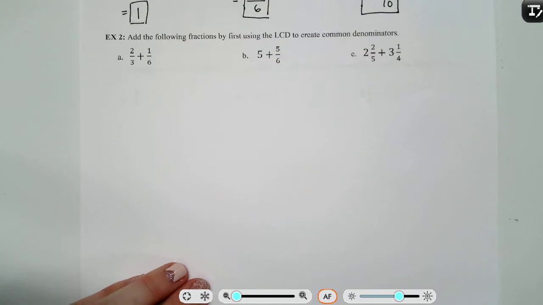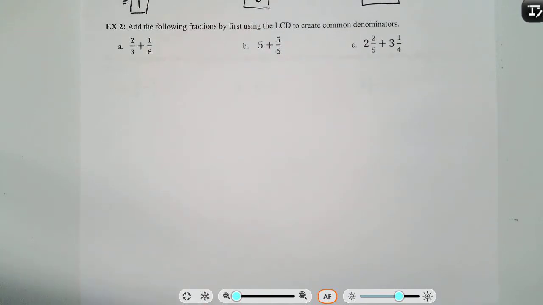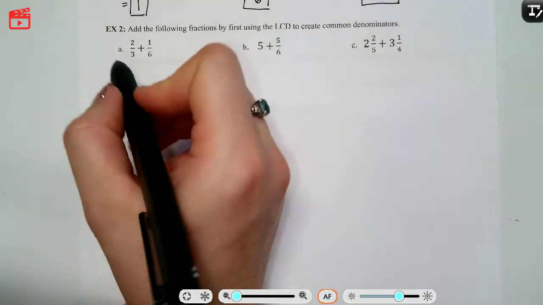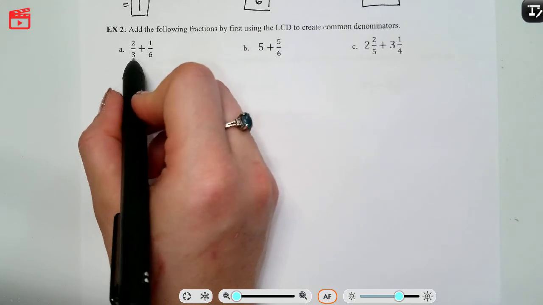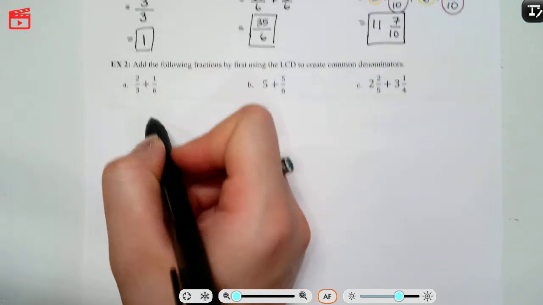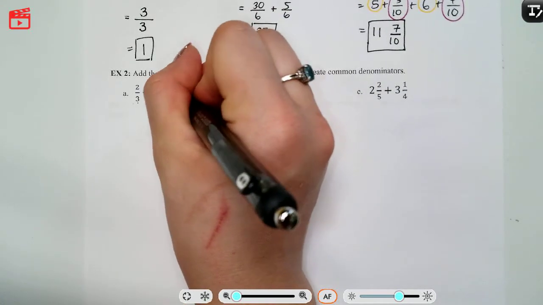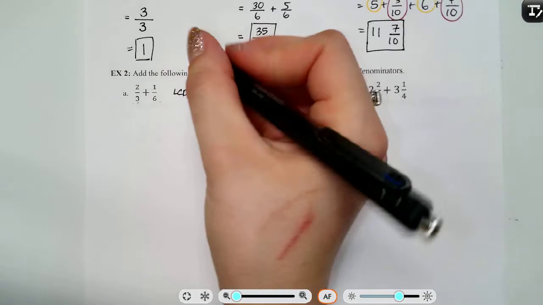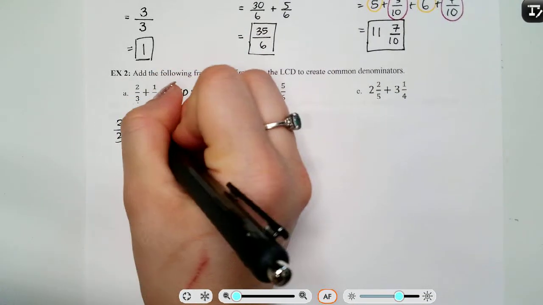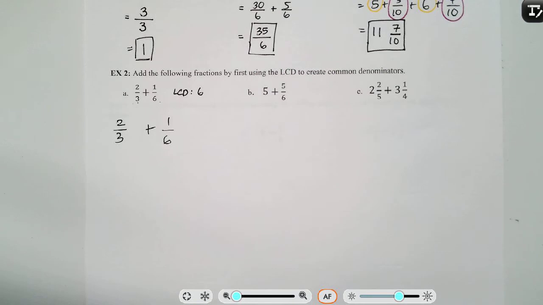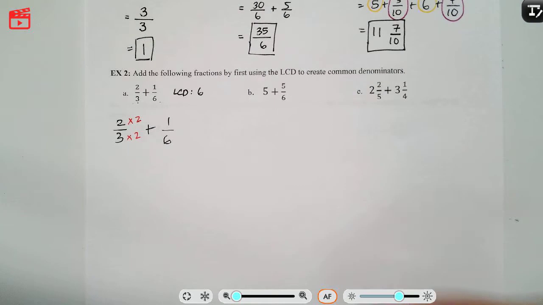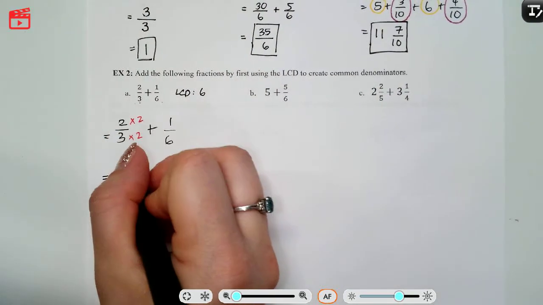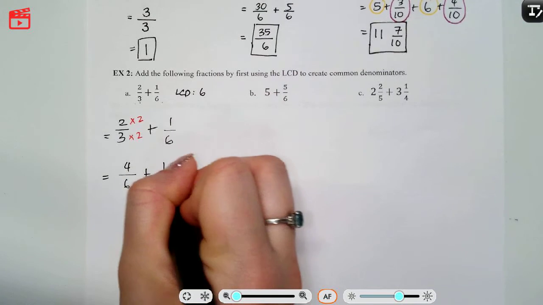All right, example 2, we're going to add the following fractions by first using the lowest common denominator to create common denominators. All right, okay, ooh, so we cannot add these. Why can't we add these? Because the denominators are not the same. We have a 3 and a 6. So a common denominator, let's see, that would be 6. So we're going to make that 3 look like a 6. So multiply by 2, multiply by 2, and we get 4 over 6 plus 1 over 6.